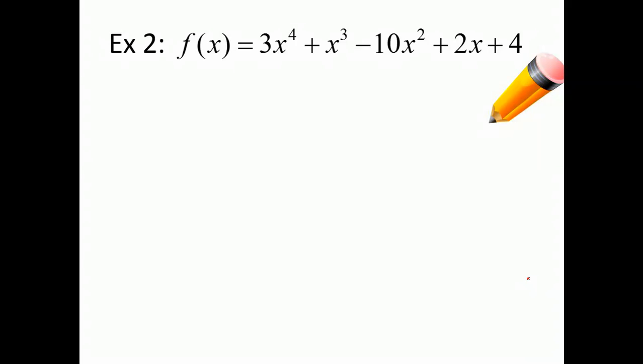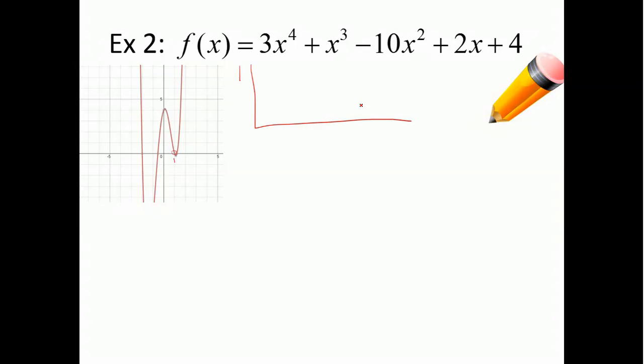3x to the 4th plus x cubed minus 10x squared plus 2x plus 4. Wow. So I'm going to have 4 answers, it looks right. Here's a graph. It looks like we cut through 1 right there, right? So let's do 1 for my thing here. I got 3, 1, -10, 2, and 4. No skips, so that's pretty good.